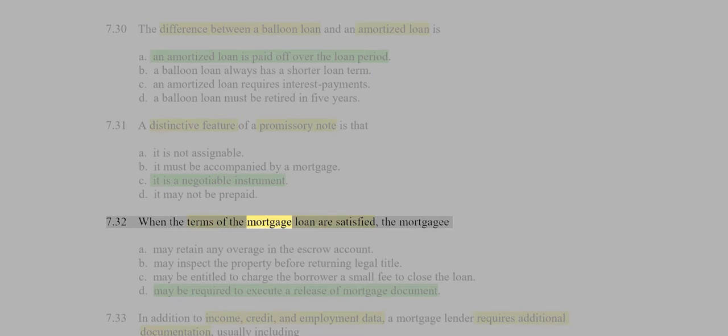7.32 When the terms of the mortgage loan are satisfied, the mortgagee A. may retain any overage in the escrow account. B. may inspect the property before returning legal title. C. may be entitled to charge the borrower a small fee to close the loan. D. may be required to execute a release of mortgage document.